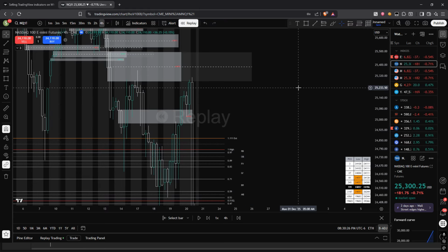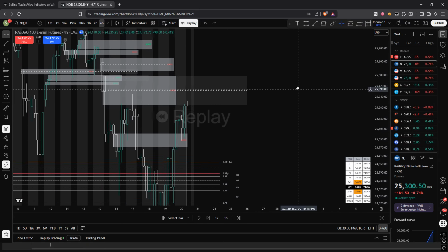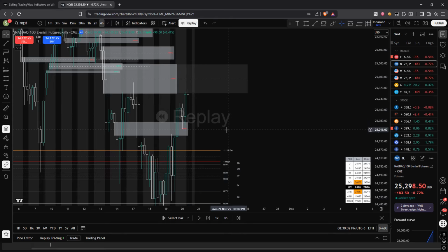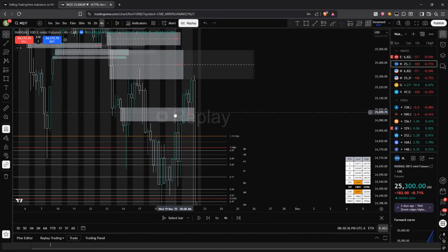So I like to take the furthest Hippo block. Like you can see here how we inverse this. We use this as support, right?